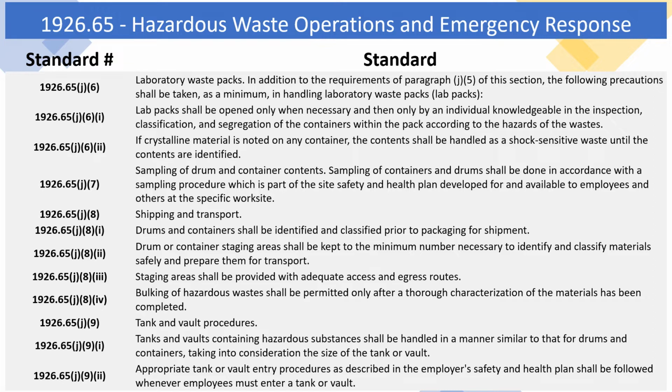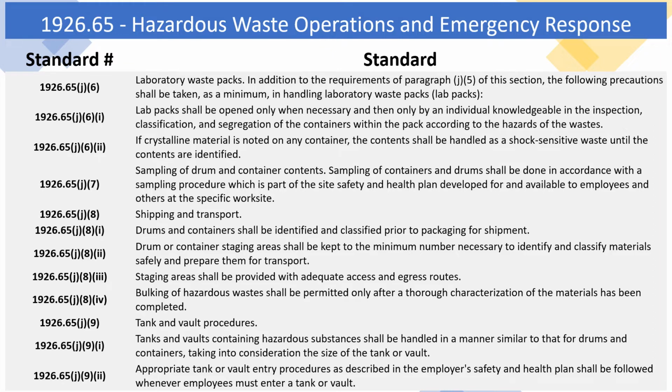1926.65 J8 2. Drum or container staging areas shall be kept to the minimum number necessary to identify and classify materials safely and prepare them for transport. 1926.65 J8.3 Staging areas shall be provided with adequate access and egress routes. 1926.65 J8.4 Bulking of hazardous wastes shall be permitted only after a thorough characterization of the materials has been completed.